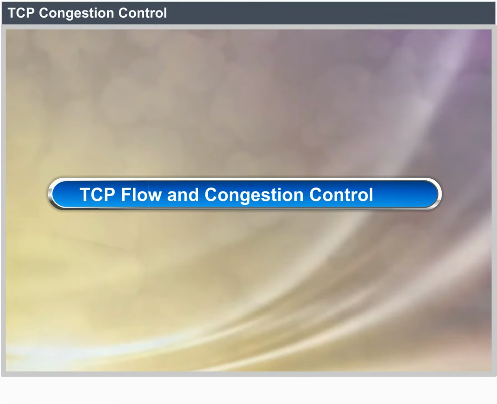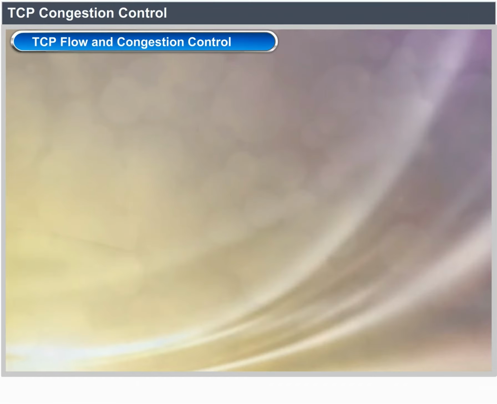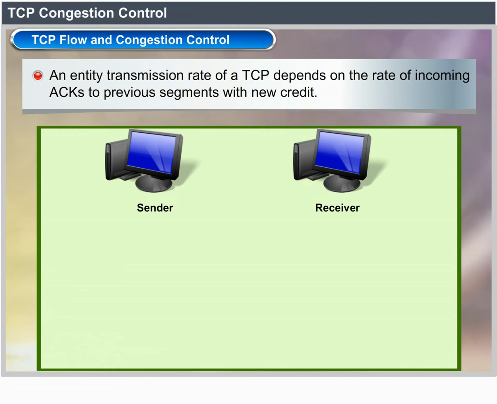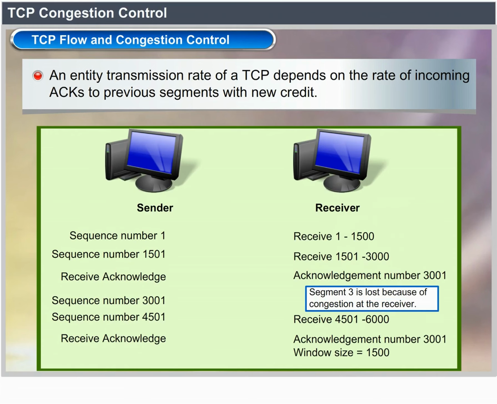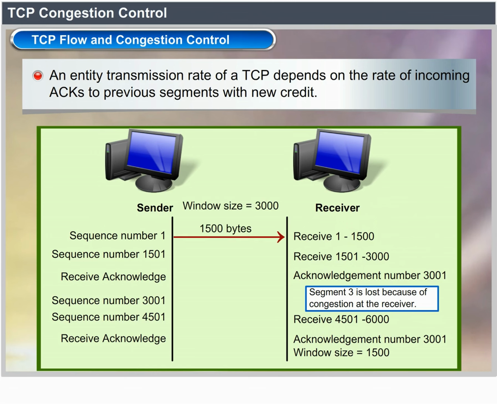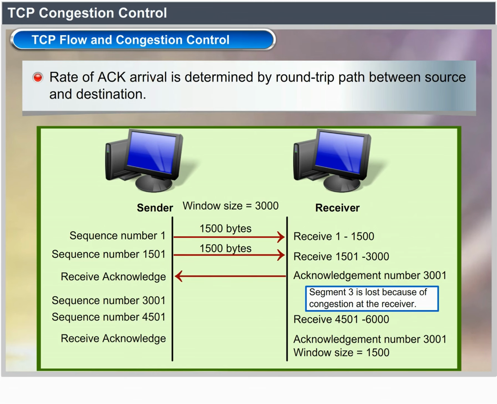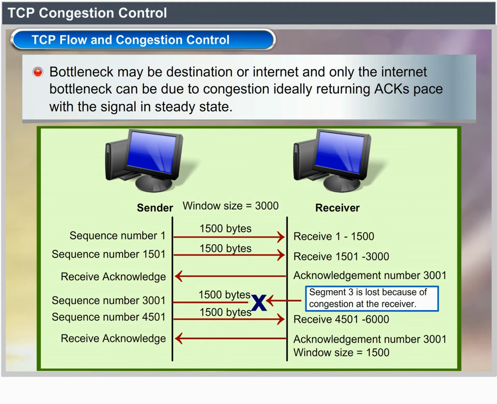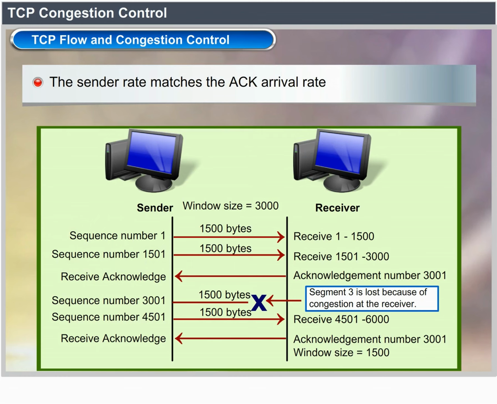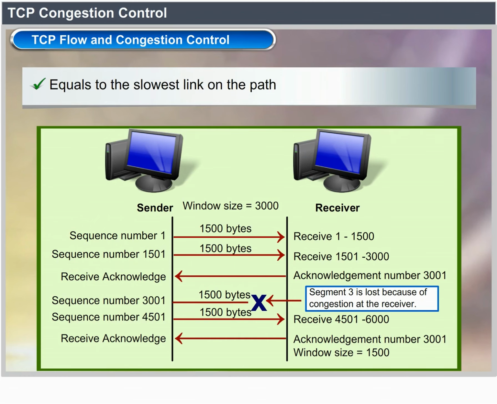TCP flow and congestion control. The rate at which a TCP entity can transmit is determined by the rate of incoming ACKs to previous segments with new credit. The rate of ACK arrival is determined by the round-trip path between source and destination. The bottleneck may be the destination or the internet, and only the internet bottleneck can be due to congestion. Ideally, the returning ACK stream is the signal in steady state. The sender rate matches the ACK arrival rate, which equals the rate of the slowest link on the path.